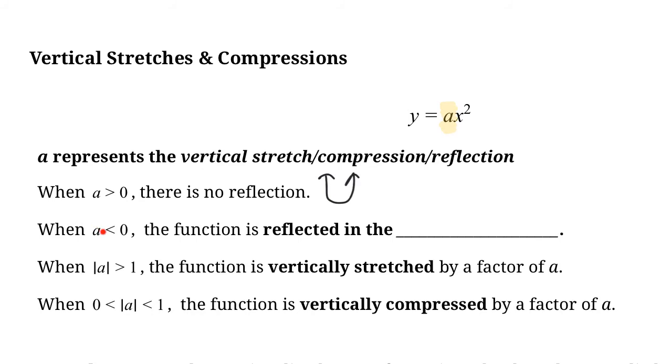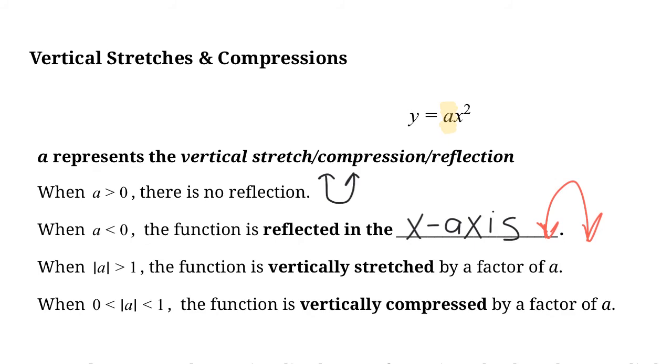However, when you have an a value that is less than 0, meaning when you have a negative a value, we say that your function or your parabola is reflected in the x-axis. That's a fancy way of saying you're going to take your parabola and flip it over. So now this is a parabola that opens downwards. So if you have a negative a value, you are going to reflect your parabola or just basically turn it upside down.